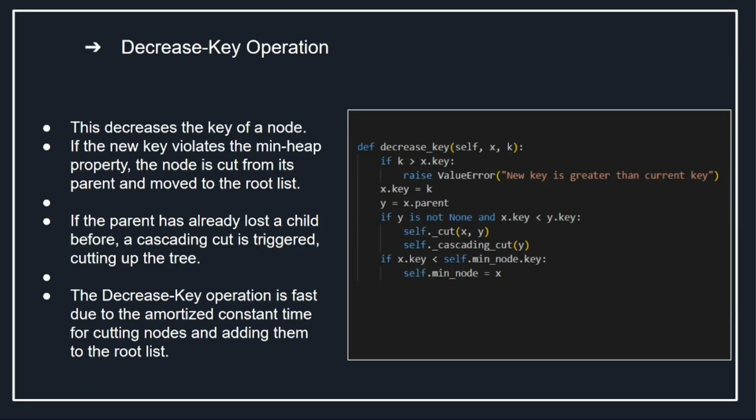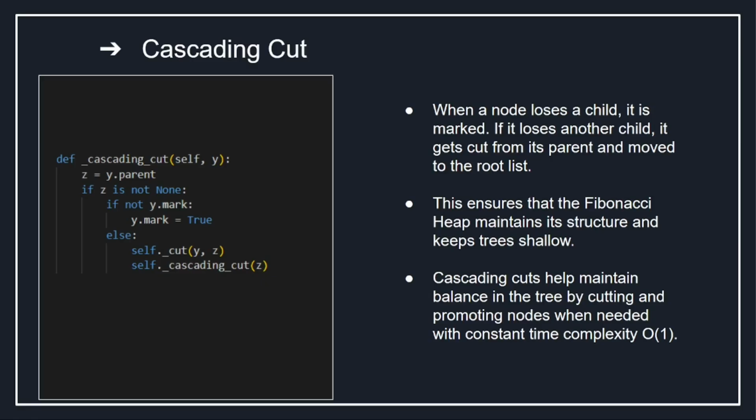Decrease key operation. The decrease key function decreases the key of a node in the Fibonacci heap. It checks if the key is valid, then the key is updated. If it has a parent and the new key is smaller, the operation removes it from the parent and ensures that the higher nodes are adjusted accordingly to maintain its structure. The decrease key operation is also fast due to its constant time complexity, as it cuts through the nodes and adds them to the root list.